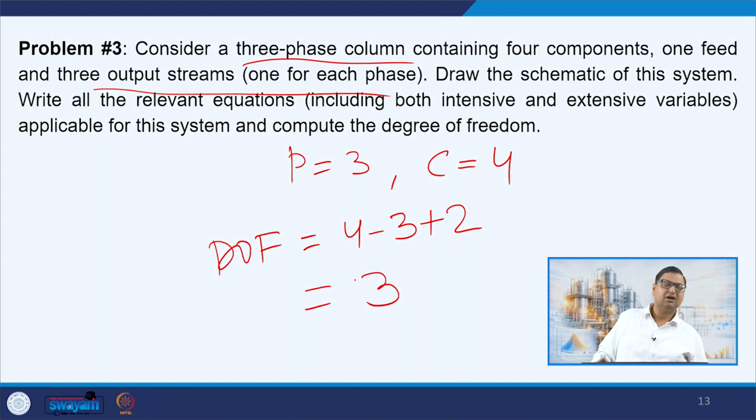So, with that, I conclude this discussion. What we have discussed in this lecture is how to find the degree of freedom for only intensive variables in a multi-phase, multi-component system, and how the result is going to change if I also consider extensive variables in the system, right? And then I took some examples to demonstrate the application of the Gibbs phase rule.